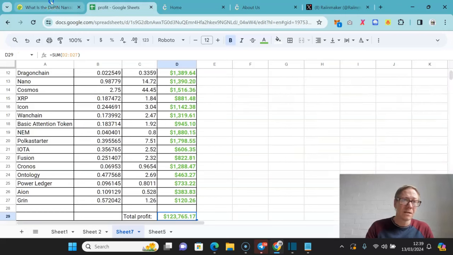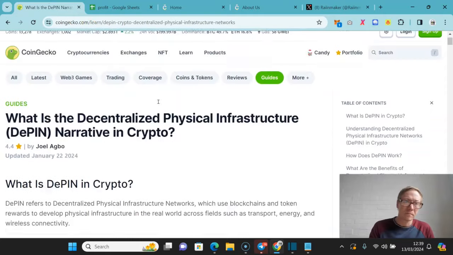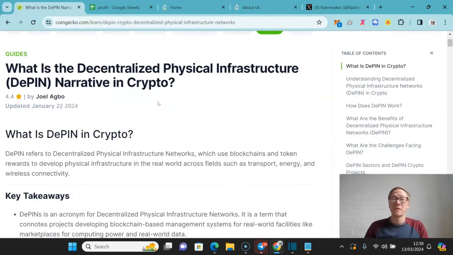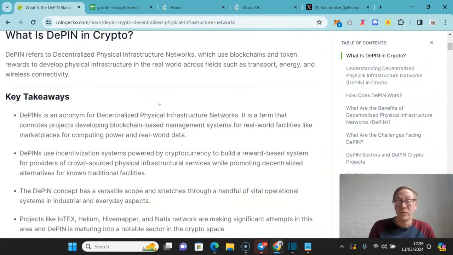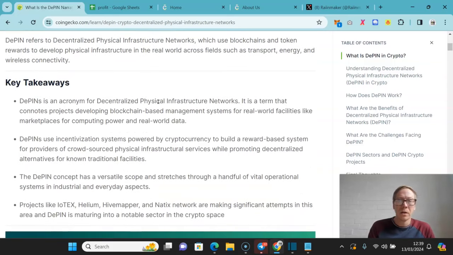So let's talk about DePin. DePin refers to the decentralized physical infrastructure network narrative. This is where blockchains and token rewards are used to develop physical infrastructure in the real world across multiple different fields. Some of them are transport, energy, wireless connectivity, and storage. All of these are legitimate use cases for blockchain technology.